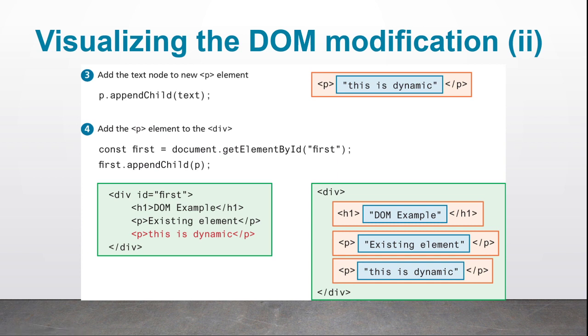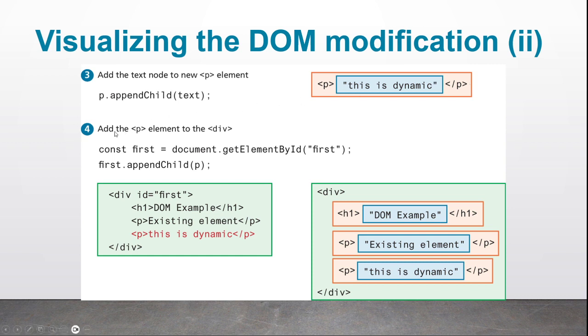So we're going to add the text content to our p element. The way that we do that is p append child with our variable text. So this is what we have now. We have an opening p tag, the text content of this is dynamic, and then your closing p tag. And now that we built that, that's really cool. How do we get that in there?